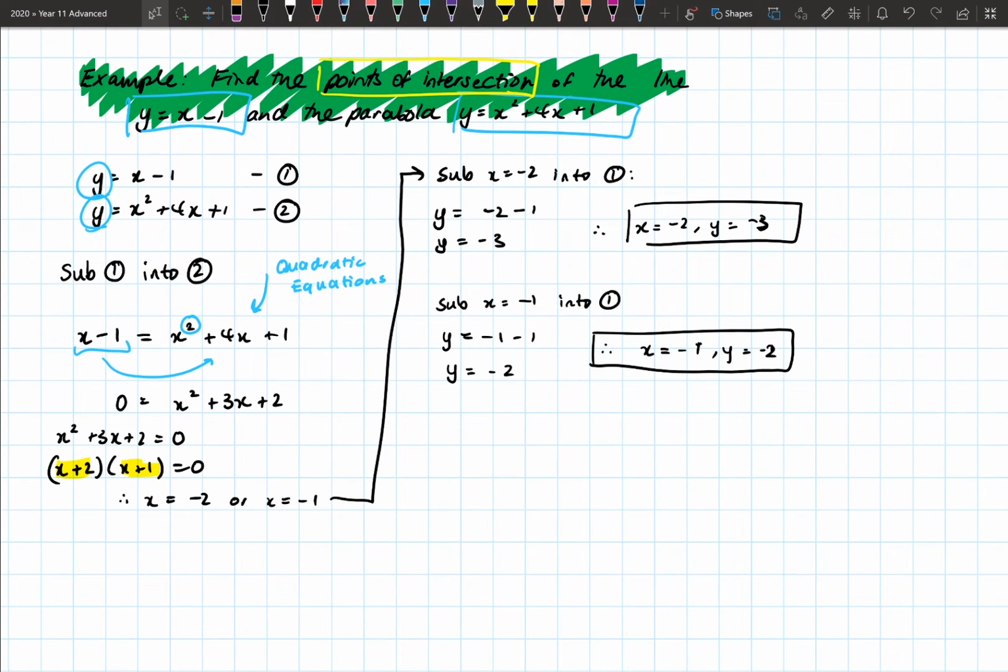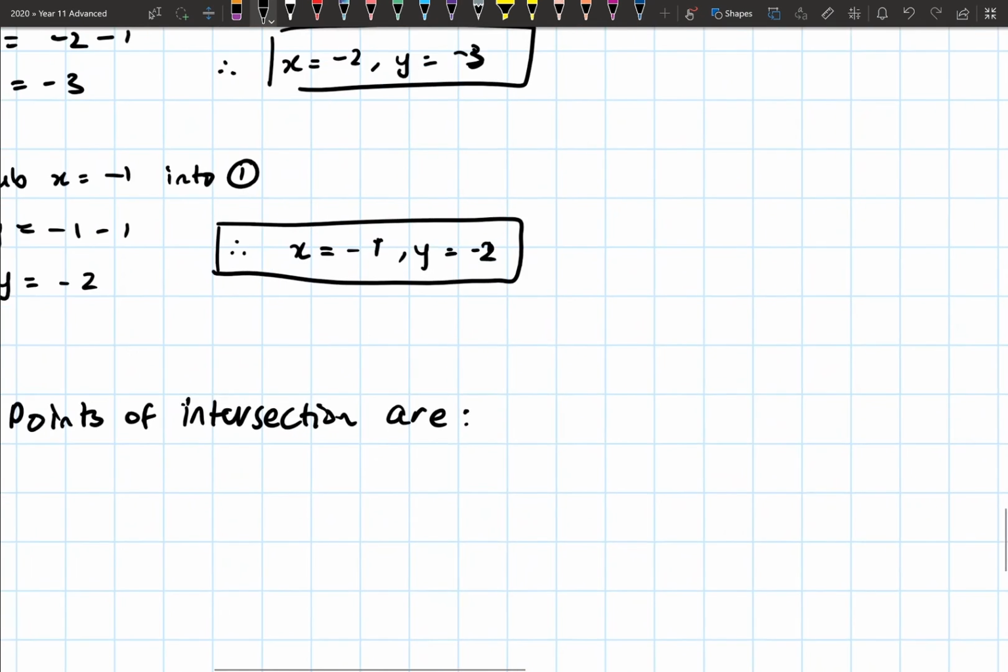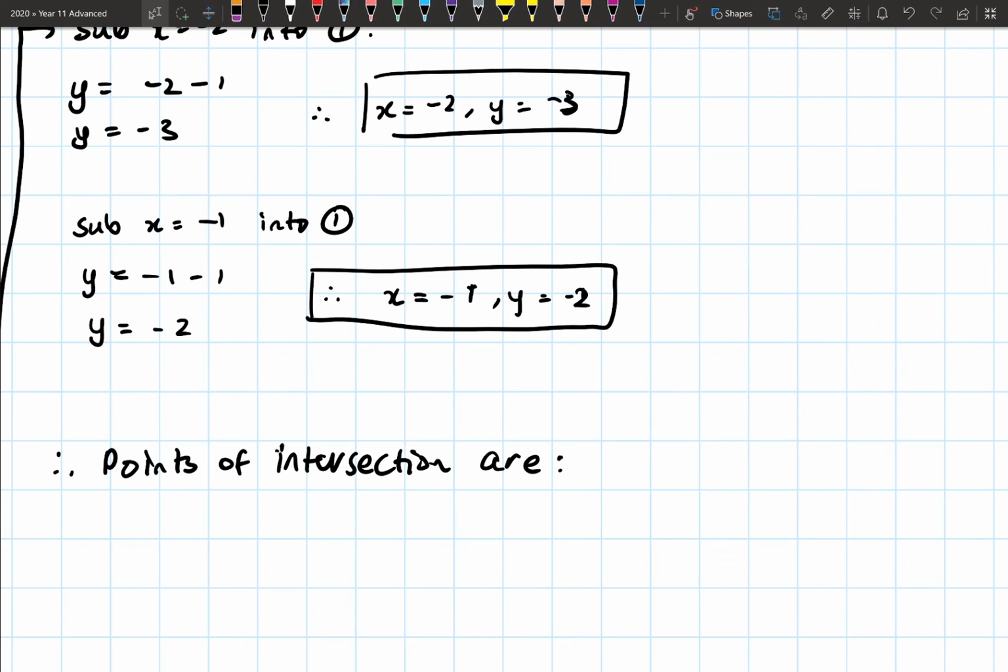Now, this question isn't asking me to find the solutions. It's actually asking me to find the points of intersection. What I need to do is translate these solutions to become my points of intersection. So I'm going to write underneath: so therefore, points of intersection are. Okay, I'm going to zoom in here. The first one was x equal to minus 2, y is equal to minus 3.